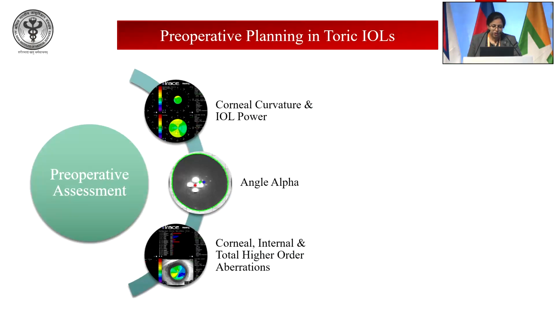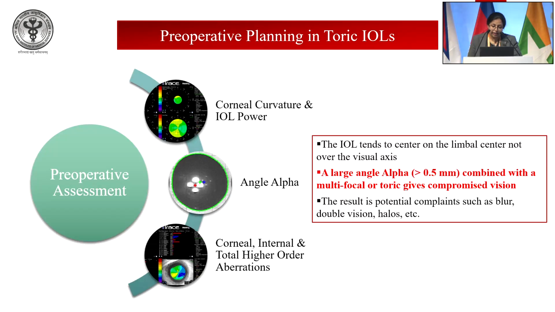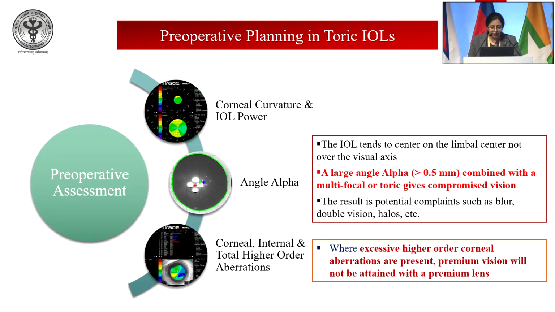So the corneal curvature and IOL power has to be assessed preoperatively. Angle alpha: the IOL tends to center on the limbal center and not over the visual axis, and a large angle alpha combined with a multifocal or toric gives compromised vision, leading to potential complaints such as blur, double vision, halos, etc. So you should avoid premium intraocular lenses in such cases. Corneal, internal and total higher order aberrations should be assessed using ray tracing aberrometry, and excessive higher order corneal aberrations will compromise the visual quality in the postoperative period, and you should counsel the patient appropriately.